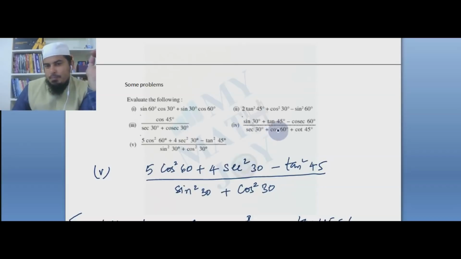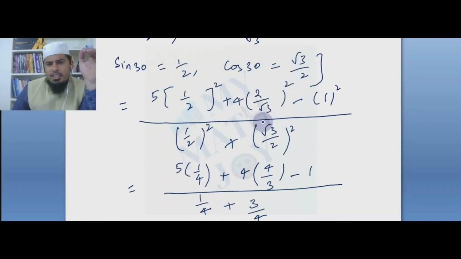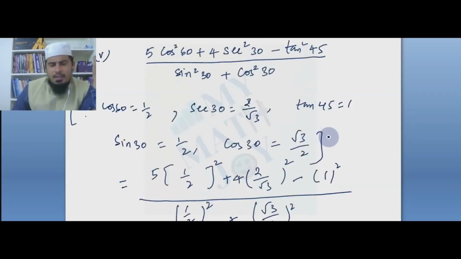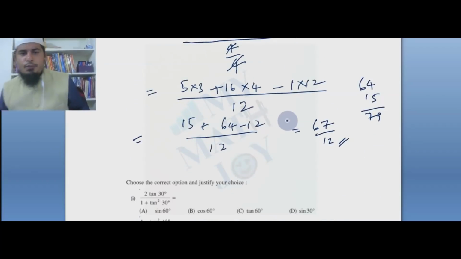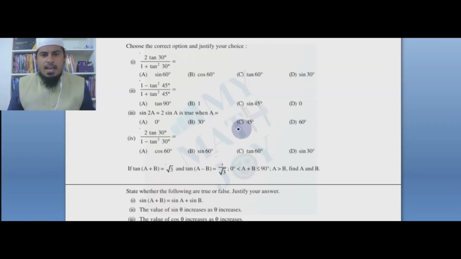Now what we have to do in this problem: just take the values sin 30, tan 45, cosecant 60 and these values from the standard table, put here exactly. You will reach here without any squares. You simplify, come on, or you can do the problem 1, 2, 3, everything. Let's move to choose the correct answer type questions now.